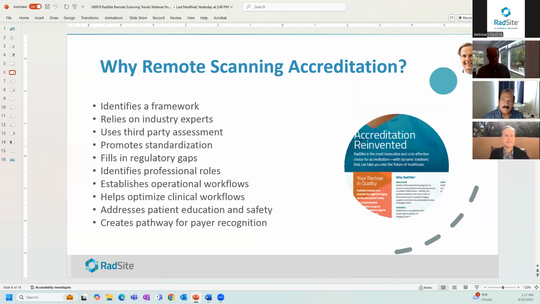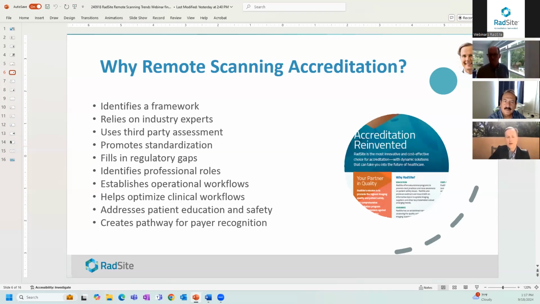I guess one really key question is why remote scanning accreditation? Accreditation in general is required for reimbursement by CMS, and accreditation is required for reimbursement from CMS and the payers at this point. But why remote scanning accreditation? What are some of the advantages, given that this accreditation doesn't exist at this point? What is the goal? What are some of the advantages to patients from an accreditation perspective, and to providers as well?